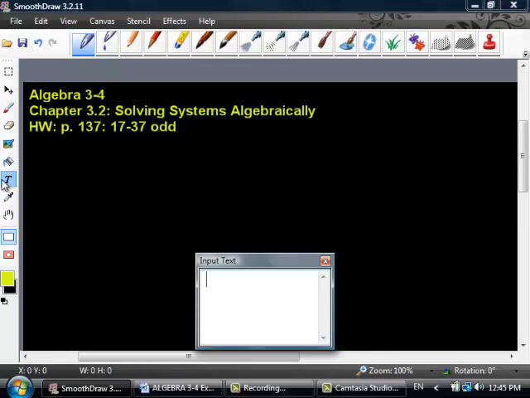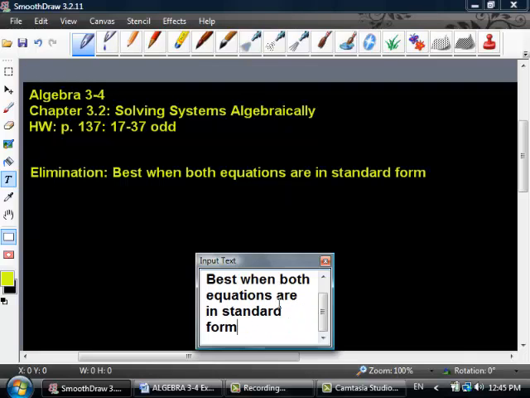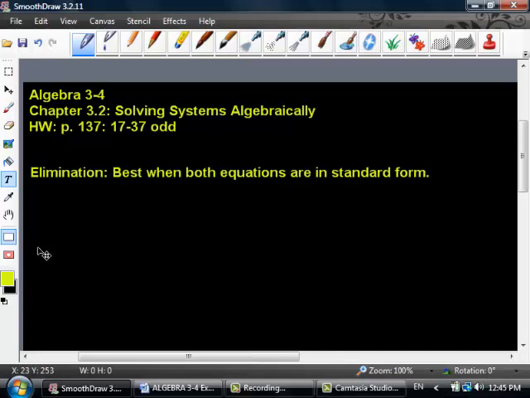Okay, the next one is elimination. And elimination is good, or best, when both equations are in standard form. And again, this is stuff that you guys probably have seen before. In fact, definitely have seen before. We're just going to kind of rehash it a little bit.